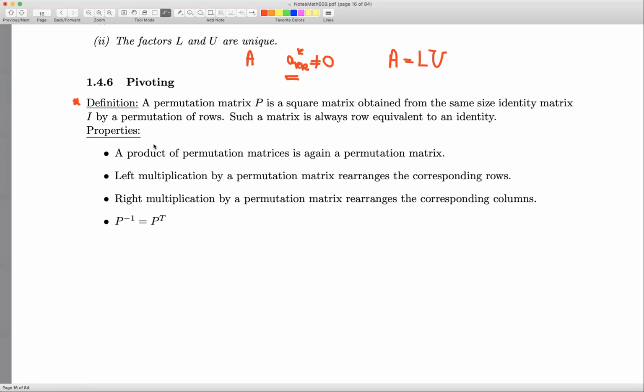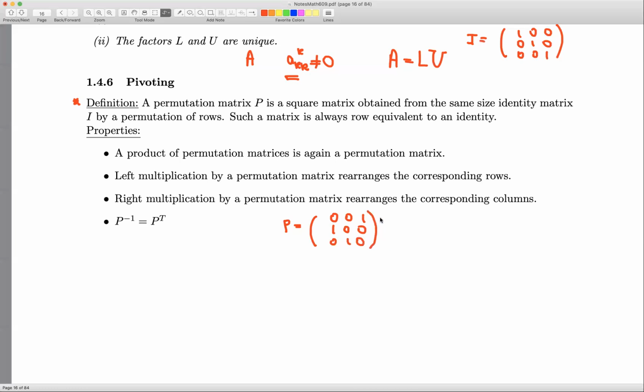So if, for example, we start with a 3 by 3 identity matrix, because it is less writing, 1 0 0, 0 1 0, 0 0 1, we can create a permutation matrix from this matrix by permuting the rows. Let's say the last row is on first position, the first row is on second position, and the second row is on third position.